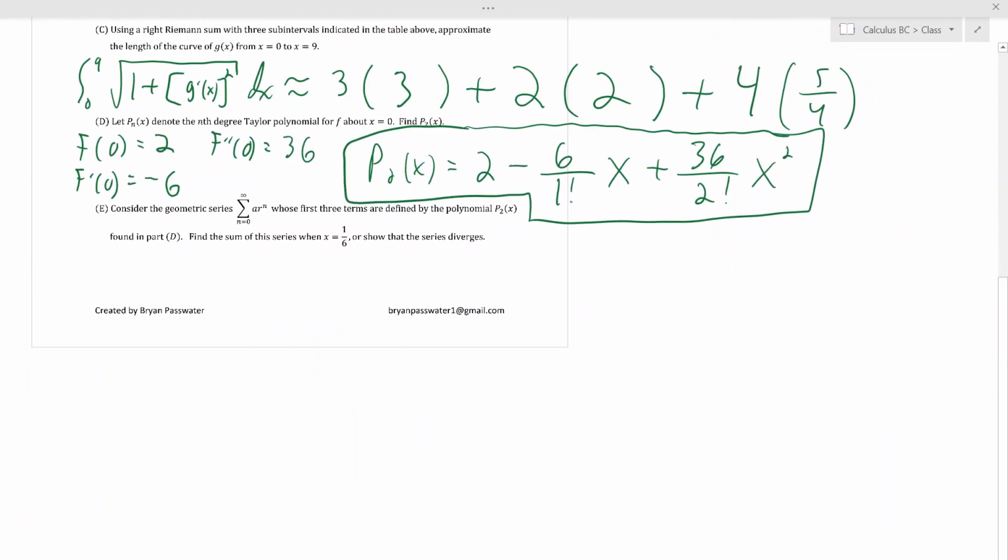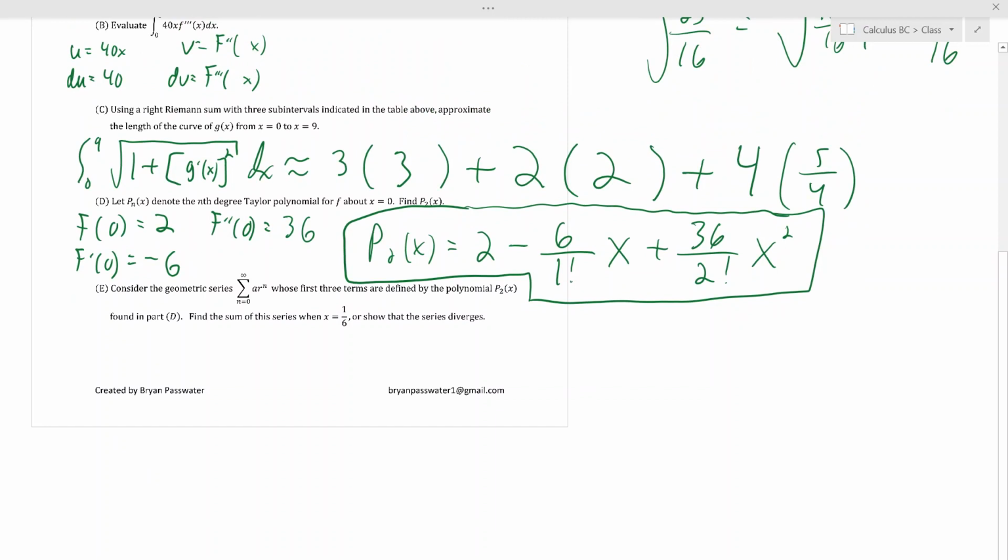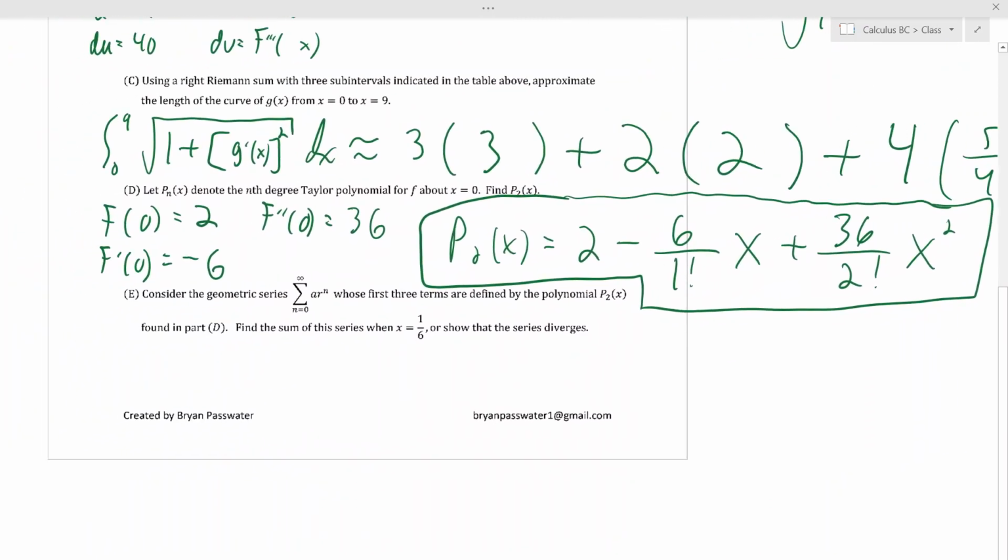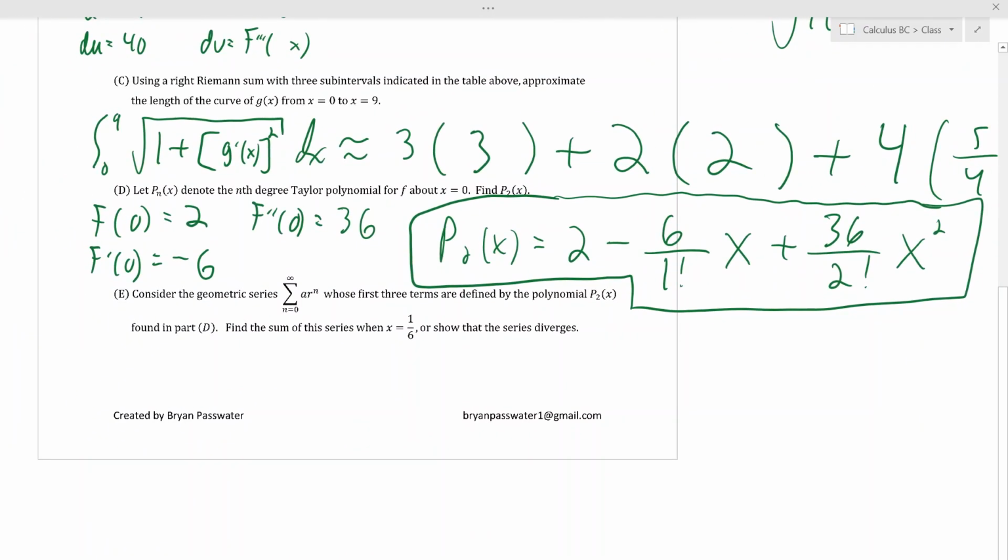Okay? All right. And the last part of this question from our friend Brian Passwater, who I do not know, is a geometric series whose first 3 terms are defined by P2 of x. Find the sum of the series when x is 1/6.